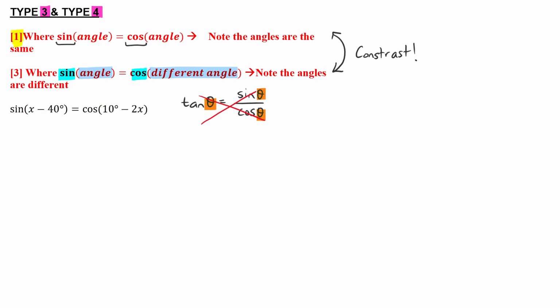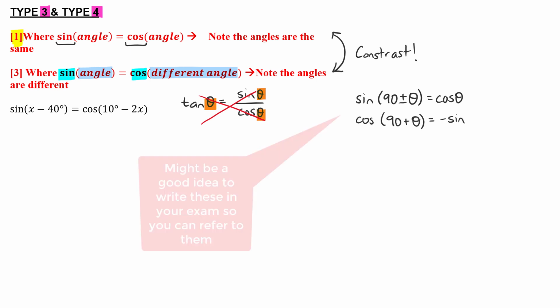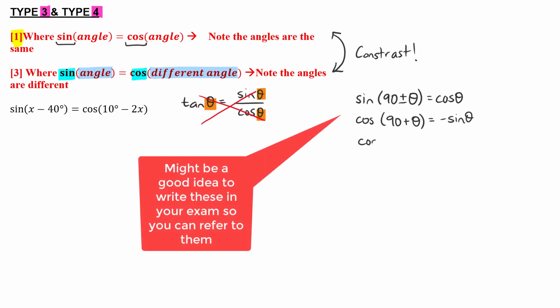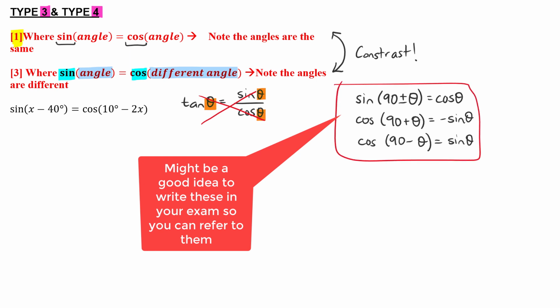is to use cofunctions. So you'll all remember the rules. We've got sine of 90 plus or minus theta equals cos of theta, and we've got cos of 90 plus theta, which equals minus sine theta, as well as cos of 90 minus theta, which is sine theta. So all of these over here are our cofunctions. And we've used them a lot up until this point from the reductions.